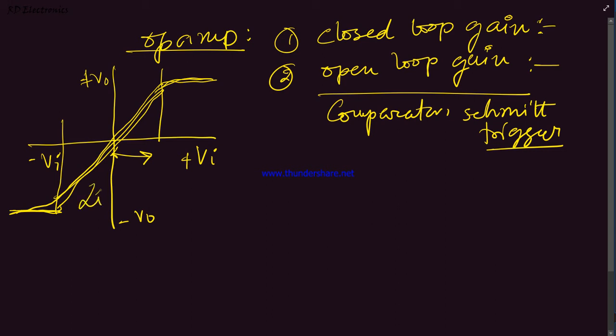So this is the linear region, the region where the operational amplifier is used as a closed loop gain, and this is the saturation region where the operational amplifier is used as an open loop gain. Okay, so this is the basic transfer characteristics. And one thing should be remembered: what are the ideal characteristics of an OpAmp? This is only for the ideal characteristics.